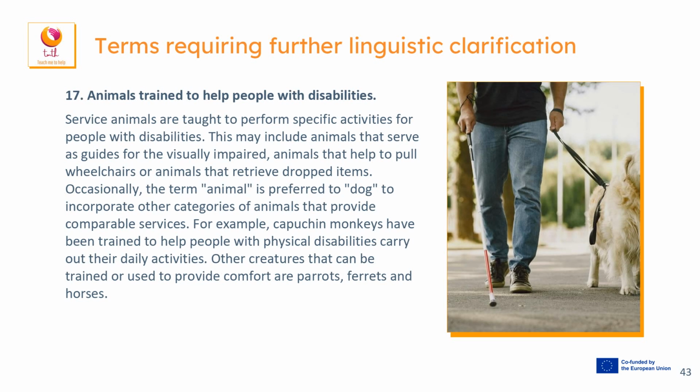For example, capuchin monkeys have been trained to help people with physical disabilities carry out their daily activities. Other creatures that can be trained or used to provide comfort are parrots, ferrets, and horses.